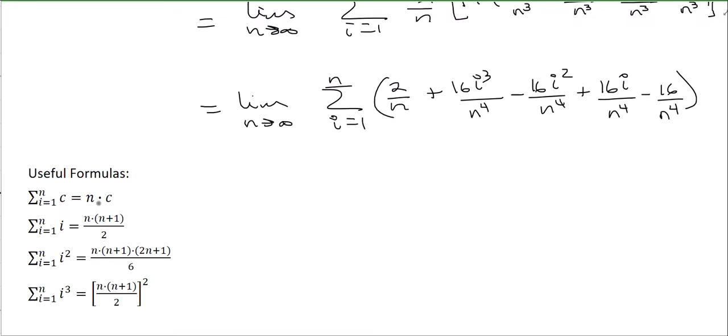And so I'm going to try to group together the constant terms. I have 2 over n and negative 16 over n to the 4th. Don't worry about getting a common denominator. And then we have the other ones. So this has an i cubed, and so I'm going to be able to use that one. And then this one has an i squared, so I'm going to be able to use that one. And so you kind of see what we're doing. So the goal is to simplify the Riemann sum enough so that we can pick out and see how we're going to use these formulas.